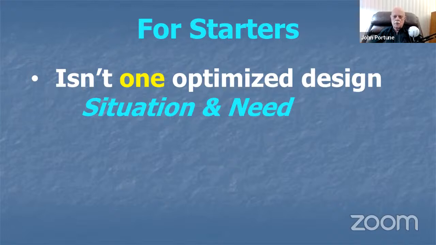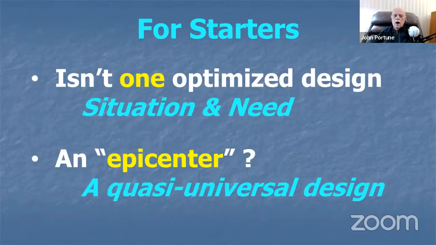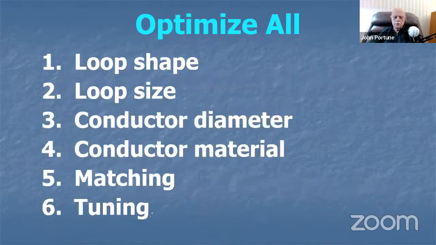So something optimized for Joe Smith and George Brown are different, but they both need to be optimized, not just partly optimized. I also here am looking for what I call the epicenter. That is, is there one sort of design that fits the biggest majority of hams? And this is what I call the epicenter, or the quasi-universal design. And that's what I'm in search of, more or less, in this presentation.